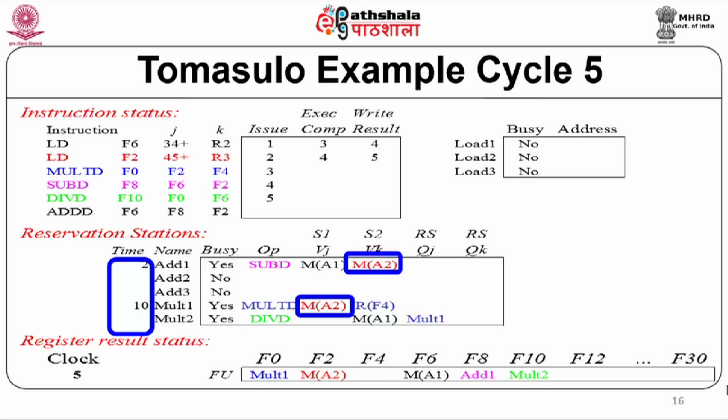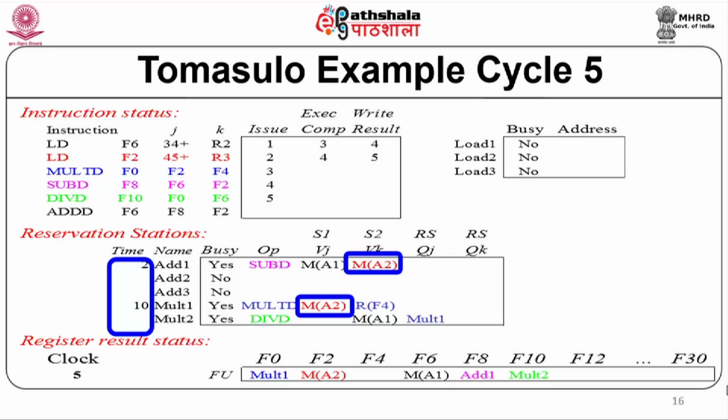So the reservation station entries associated with your mul instruction and your sub instruction both get the operand F2 from the load instruction. F2 is a source operand for your mul instruction, and F2 is also a source operand for your sub instruction. So both of them get the data.